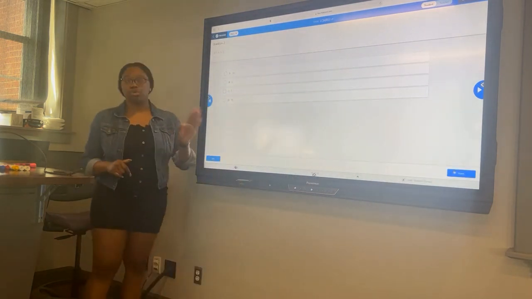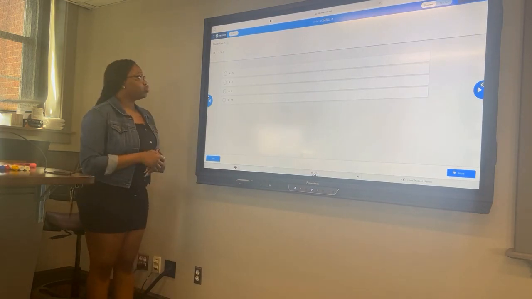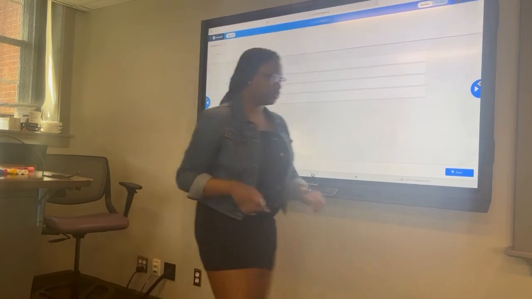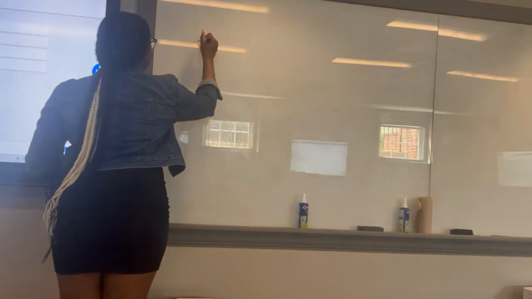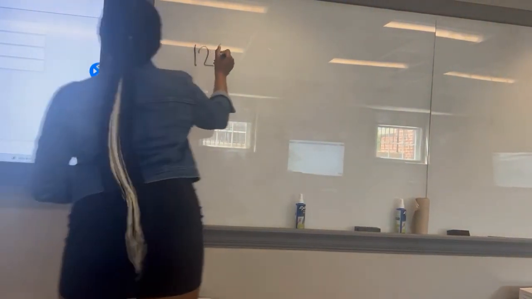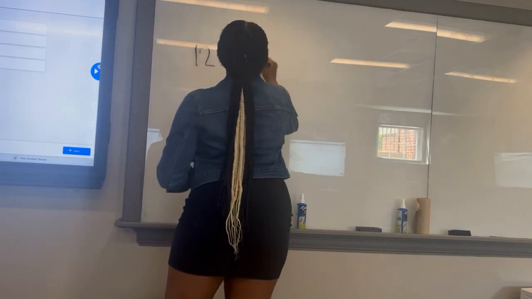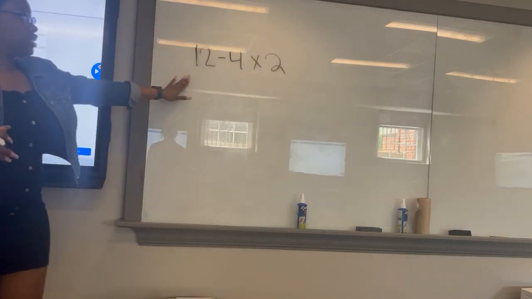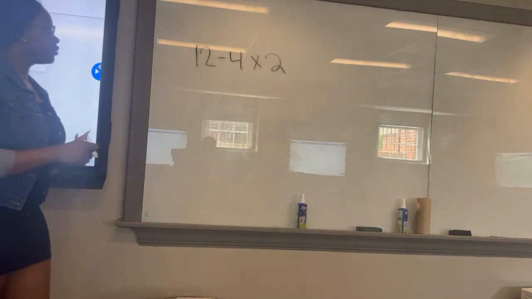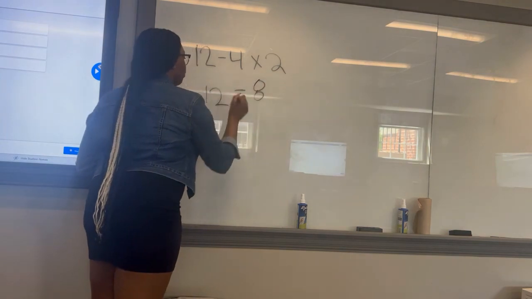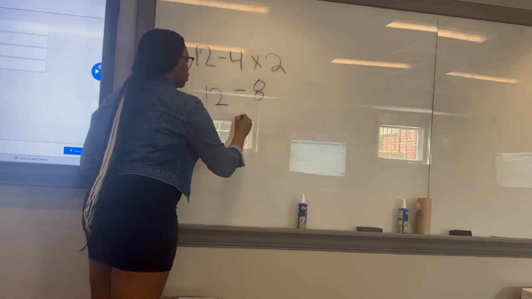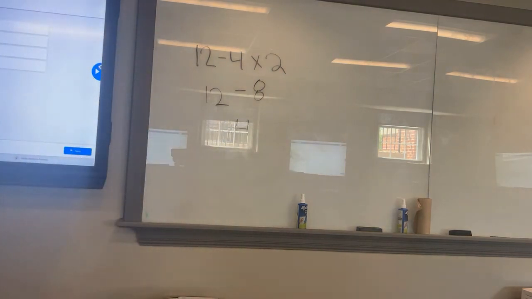So, we're going to go to the board and answer question number 2: 12 minus 4 times 2. What would be our first step? 4 times 2, which gives us 8. 12 minus 8 equals 4. Okay, so we go back to our quiz, which gives us 4: B. Correct.